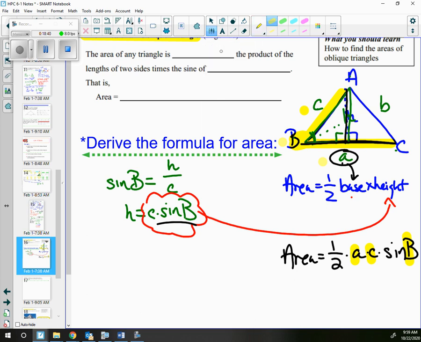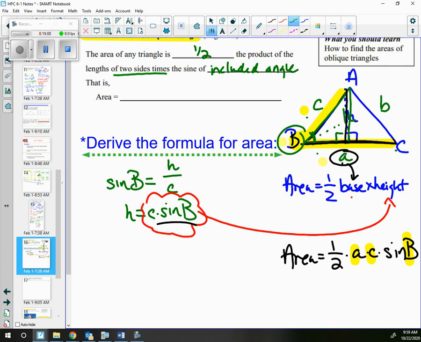So I want to make sure that I have ways to be able to talk about that. So any area of a triangle can be 1/2 the product of the lengths of the two sides times the sine of, we would call this the angle that is included in between. So the included angle.